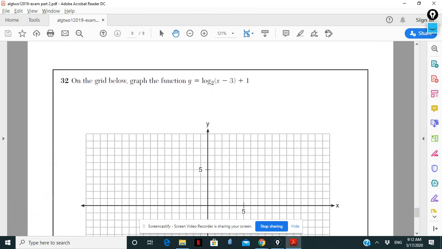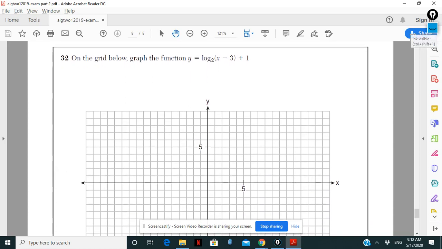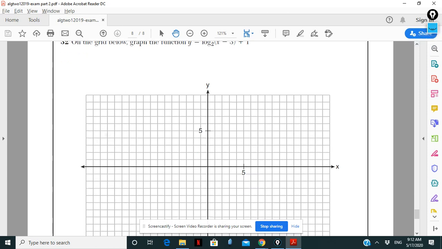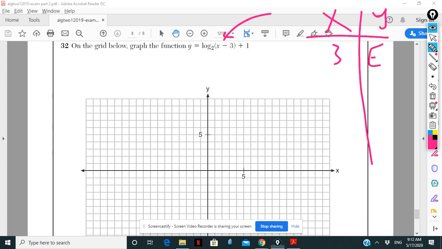Question number 32. On the grid below, graph the function y equals log base 2 of (x minus 3) plus 1. First, I know this one can't go to 0, so what value makes it 0? 3. It's going to give you an error in your calculator. Now, when I plug in 4, 4 minus 3 is 1. What's the exponent for 2 to give you 1? 0. 0 plus 1 is 1. Now it's 5. 5 minus 3 is 2. What is the exponent? 1. 1 plus 1 is 2.